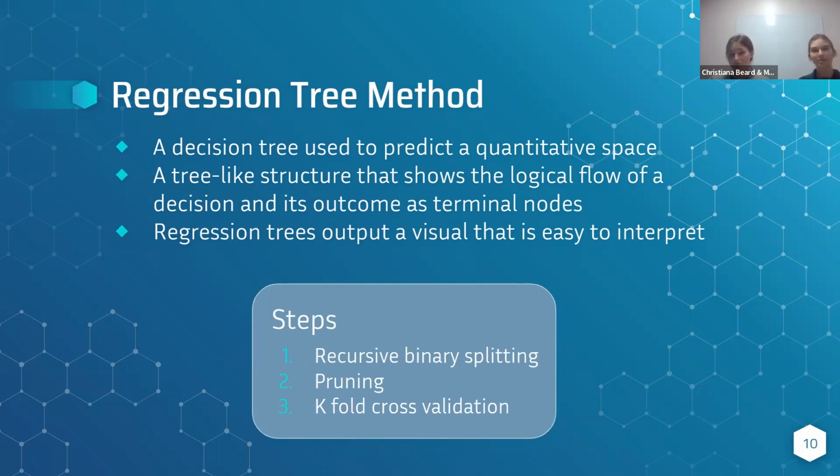So the reason why we looked into regression trees is that it outputs a nice visual that is easy to interpret. Some of the steps that we used in this algorithm were, first, recursive binary splitting. This is to build the tree. Second step was pruning, and that was to cut back some of those nodes to make it a little bit easier to interpret. And the third step was k-fold cross-validation.